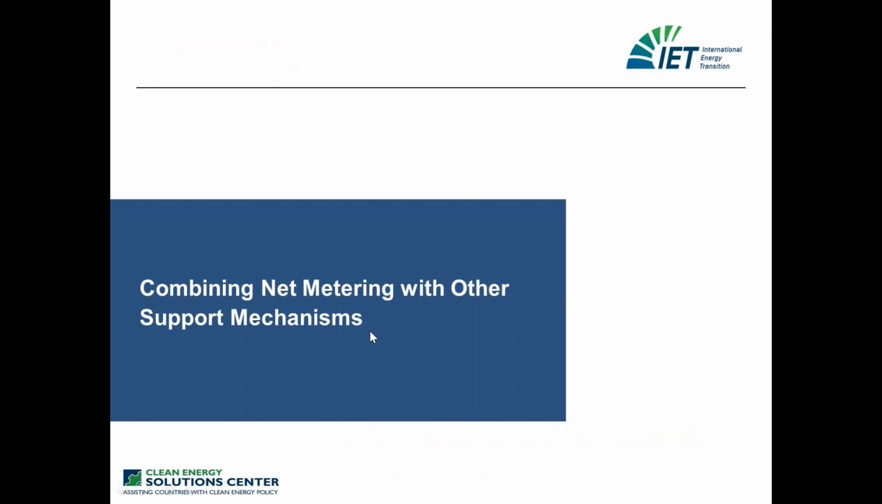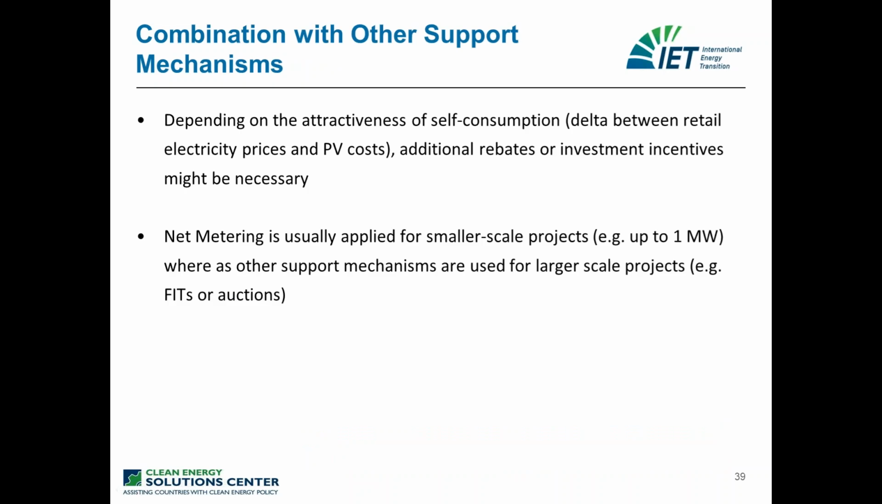Last but not least, I was asked to quickly highlight the potential of combining net metering with other support mechanisms. First of all, we saw it especially in the early 2000s, not so much nowadays: a combination of net metering with additional rebates or investment incentives for solar PV systems. This depends largely on the gap between the retail electricity price and the cost of solar PV. When this gap is very small or not yet existent, so just before you have reached grid parity, then additional investment incentives, let's say I give you an additional 500 euros for each kilowatt that you install on your rooftop, might be necessary.